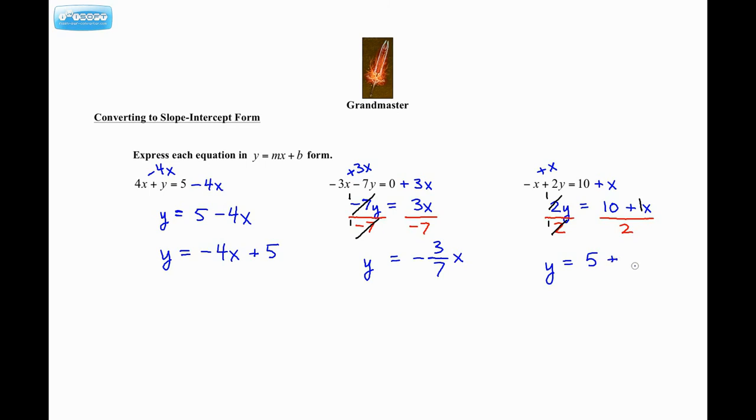There we go. That's going to give me 1x over 2. Okay. Normally we won't write it like that. And I'm going to also change the order of the terms. Okay. You're more likely to see it like this. 1/2 times x plus 5.